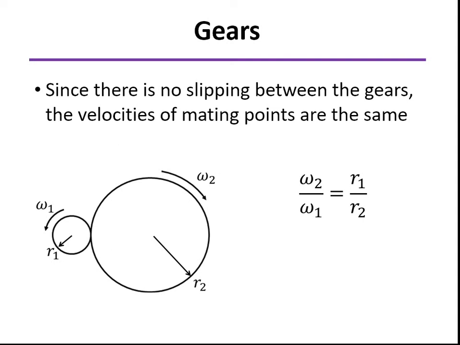So the smaller gear is always going to be turning faster than the larger gear. And similarly for the accelerations, you have a similar relationship, where the angular acceleration of 2 over 1 is also the ratio of the radii. With gears, it turns out that the gear teeth have to be the same size, so instead of looking at the radii, we can also look at the ratio of the number of gear teeth and have exactly the same ratio.